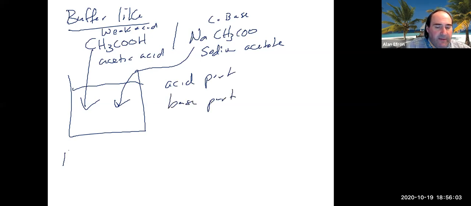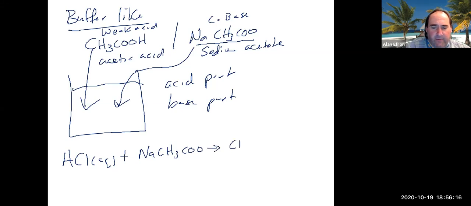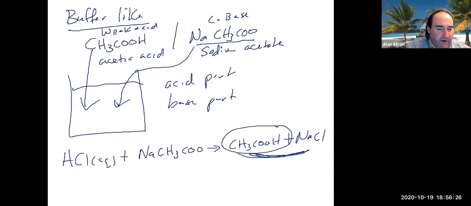So what happens when we add hydrochloric acid to our buffer is the hydrochloric acid will react with the base part of the buffer, and we'll get a double displacement reaction, and we will produce acetic acid and sodium chloride. When we add it to the buffer, we made acetic acid that was part of the buffer to begin with, so that's not going to mess up the pH. We made sodium chloride, which is a neutral salt.